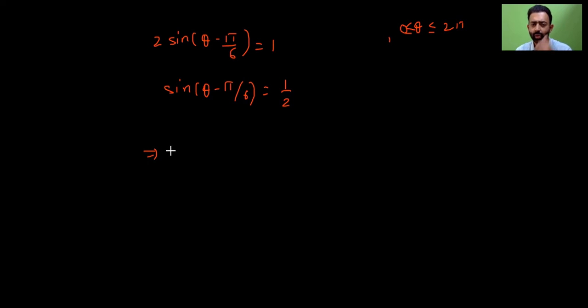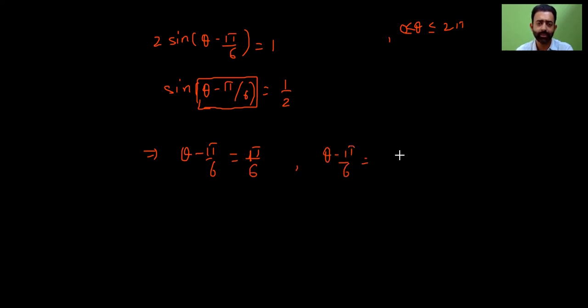That means you will get two values for sine. Now this theta minus pi by 6 is your whole angle. Consider this theta minus pi by 6 as another angle, let us say alpha or beta. So the value of theta minus pi by 6 will be 30 degrees in the first quadrant, and 180 minus 30, means 150 degrees, in the second quadrant. So theta minus pi by 6 is pi by 6, and theta minus pi by 6 is 5 pi by 6.